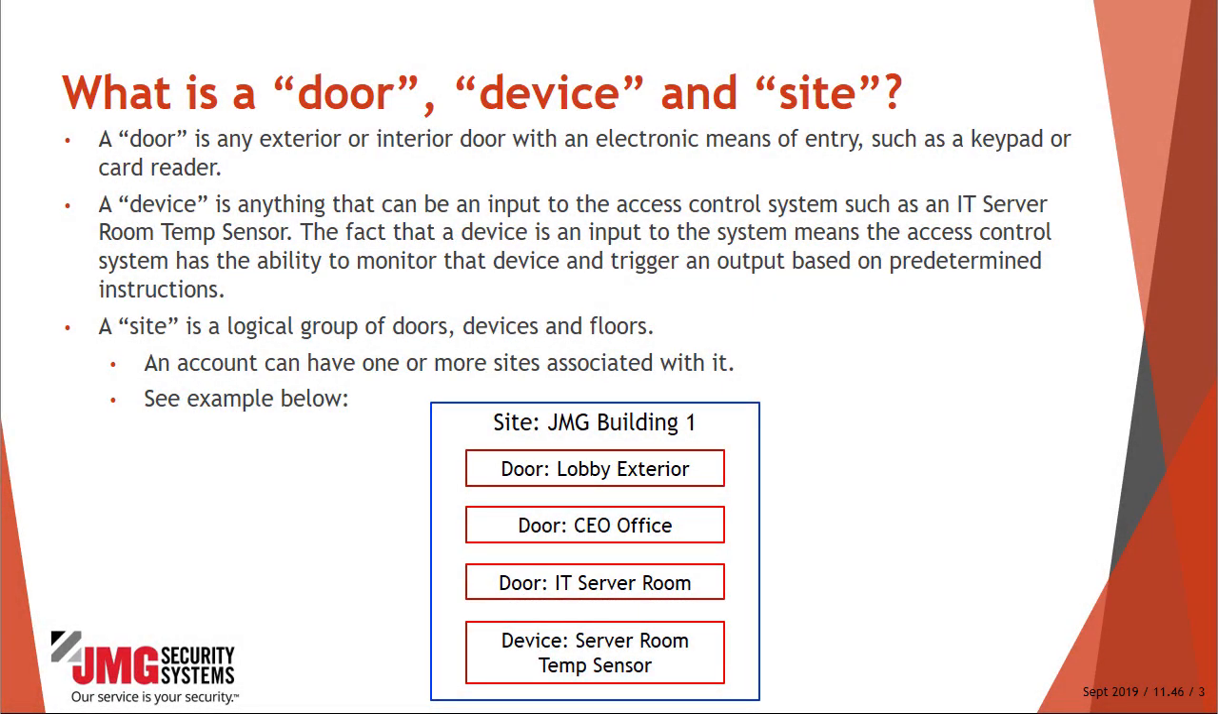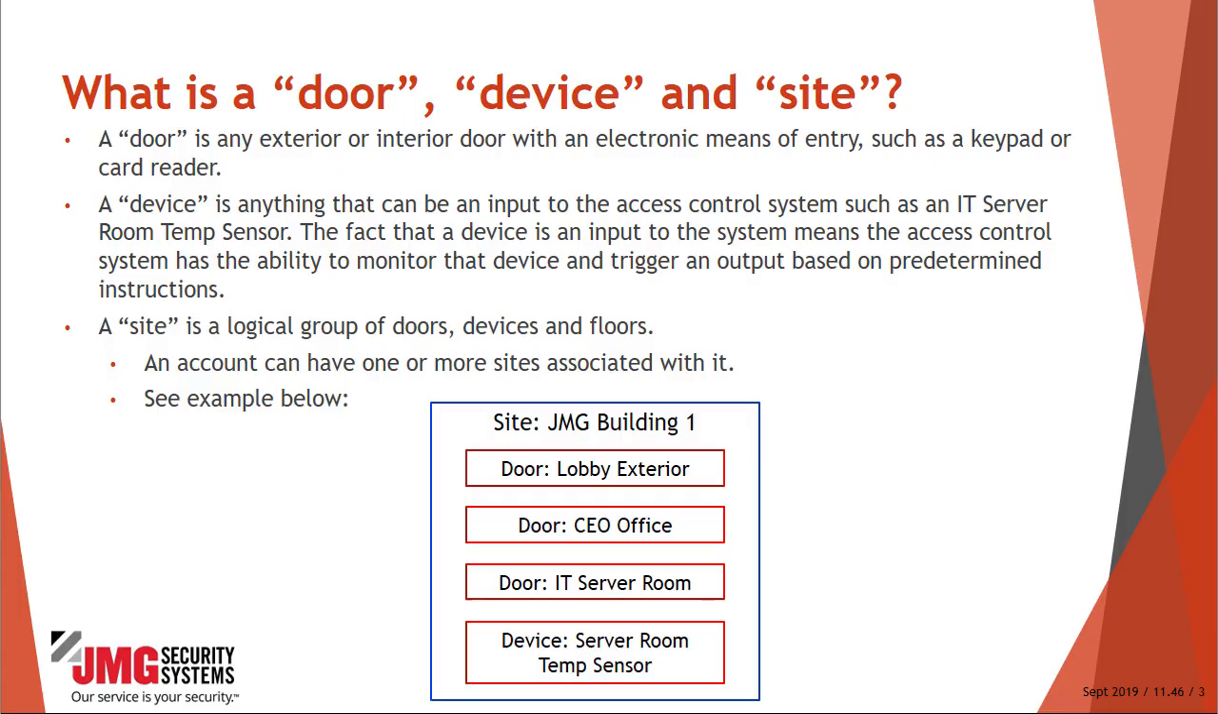Before we get started, it will be helpful to review a few key terms that are the centerpieces of all Brivo On Air door management activity. First off, a door is any exterior or interior door with an electronic means of entry, such as a keypad or card reader. A device is anything that can be an input to the access control system, such as an IT server room temp sensor.